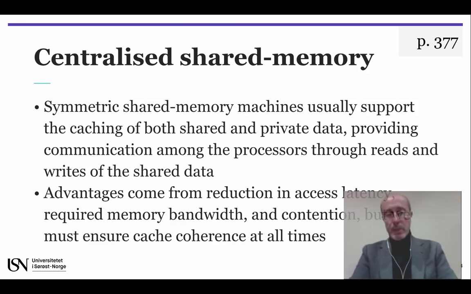Symmetric shared memory machines usually support the caching of data that are used by multiple processors, that's shared data, and also of data that are used by a single processor, and that's private data. And this is an important communication mechanism among the various processors through reads and writes of the shared memory. But at the same time, it raises a problem, which is how to ensure cache coherency.